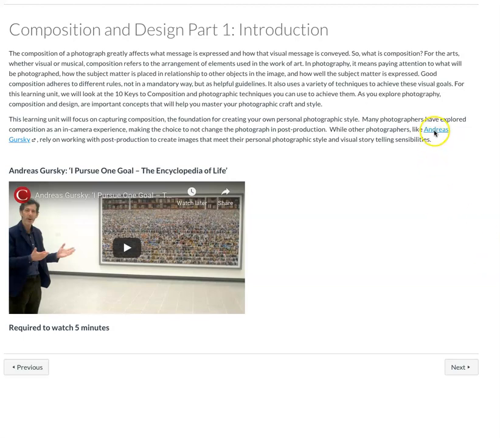Anytime you see these blue highlighted areas, it's going to take you off of Canvas oftentimes, not always, and it would be a link that would talk about Andreas Gursky, one of the photographers that I'll be introducing you to. This learning unit will be discussing the 10 keys of composition. It's required that you watch this 5-minute video so you can learn a little bit more about Andreas Gursky's work and his creative process.